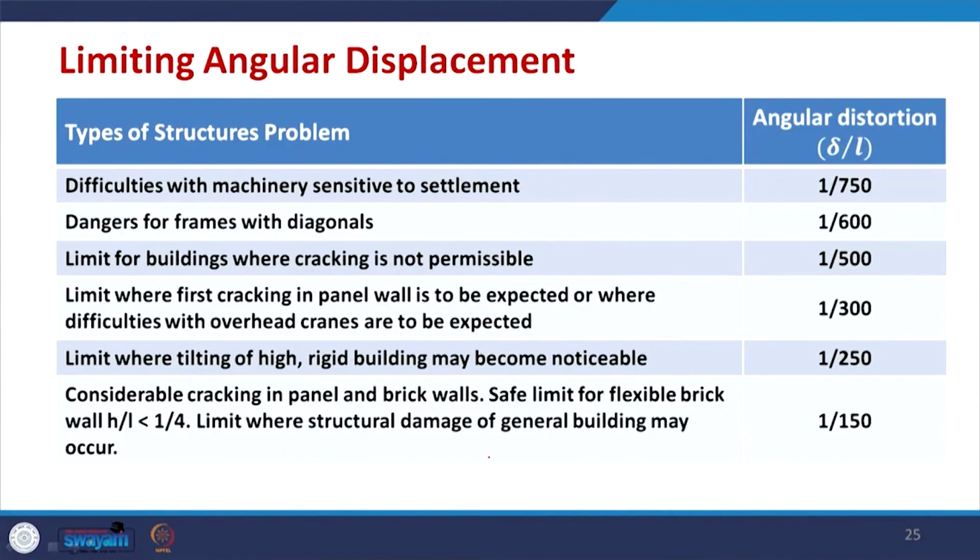So, this ratio delta by L, for difficulties with machinery sensitive to settlement, should be 1 by 750. For danger to frames with diagonals, 1 by 600. If you want to put the limit for buildings where cracking is not permissible, then it should be 1 by 500. The limit where first cracking in panel walls is to be expected, or difficulties, is 1 by 300, and the limit where tilting of high rise buildings may become noticeable is 1 by 250. Finally, if you have considerable cracking in panel and brick walls, then the safe limit given is 1 by 150.